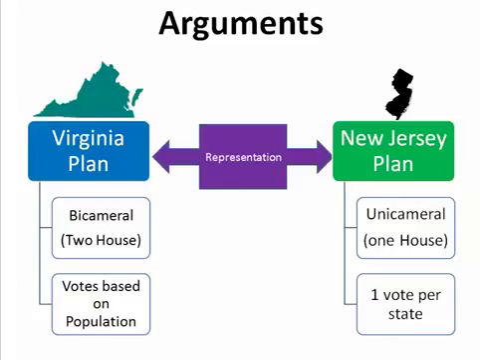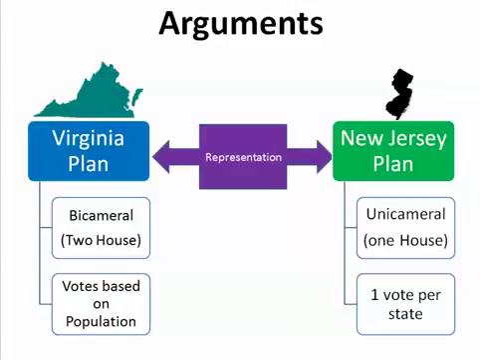So the comparison here between the two: Virginia wants a bicameral, two-house legislature. New Jersey wants a unicameral, or one-house, legislature. When we determine how each state is represented, New Jersey says we want every state to have one vote. Virginia says votes from each state ought to be based on the population of their particular state.